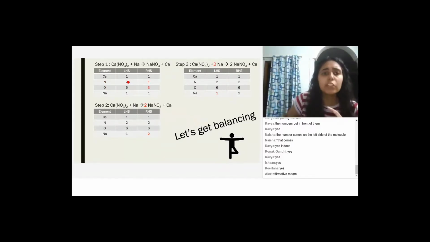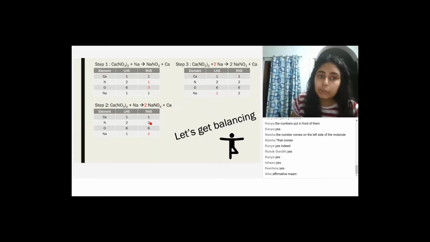Okay, so in order for me to balance nitrogen, I somehow need to bring 2 nitrogens on the right hand side. So what do I do? I'll put a big number on the right hand side in front of the compound which has nitrogen. The compound which has nitrogen is NaNO3. So in front of NaNO3, I'll put 2. If I put 2, what happens to this table? In this table, calcium will remain the same. Nothing changes on the left hand side. On the right hand side, calcium remains the same.